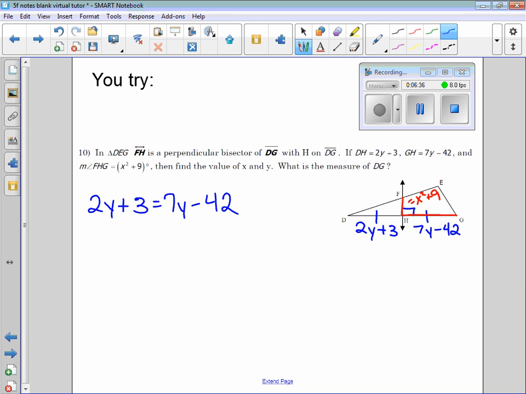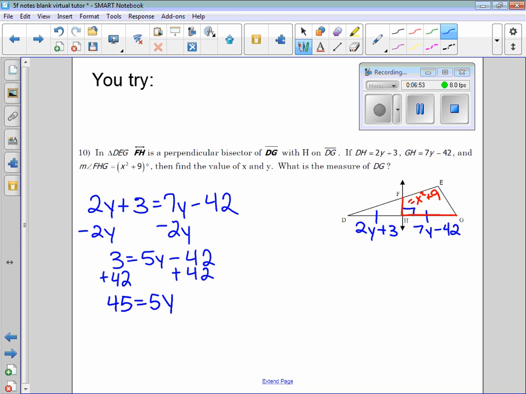So now I'm just solving an equation. Subtract 2y, 3 equals 5y minus 42, add 42, so now I have 45 equals 5y, divide by 5, and y equals 9.